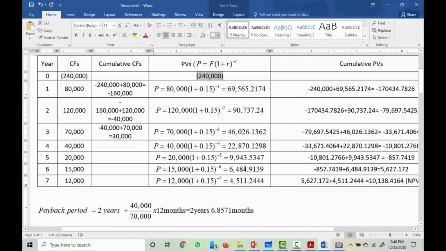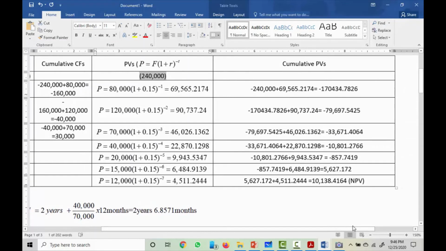This is the initial investment. We need to deduct this one. As you can see, we have already done that in the table. First we added this one and deducted this one, and then we got this one, and after that we have added this one.